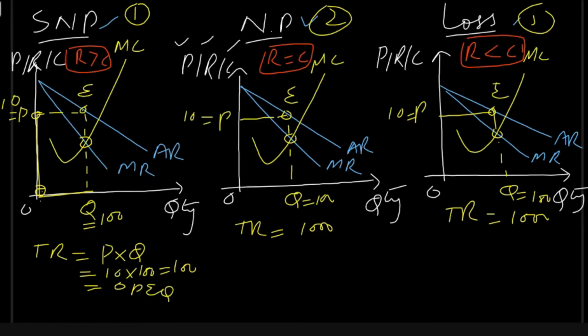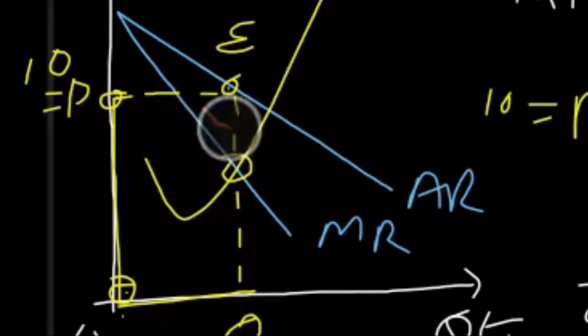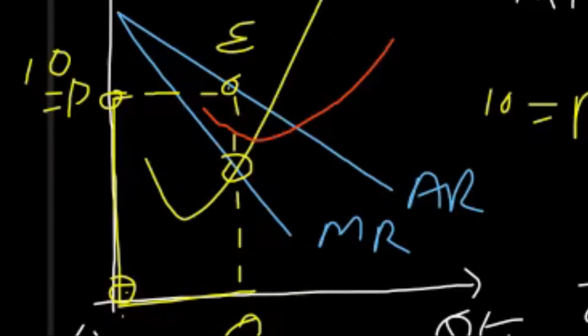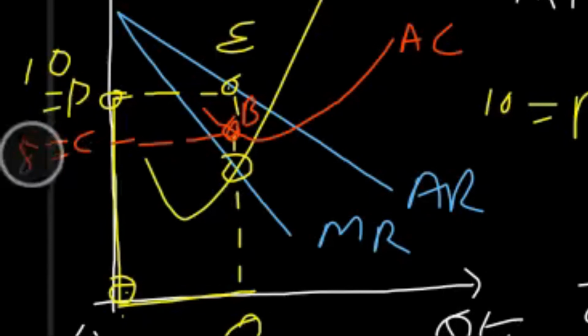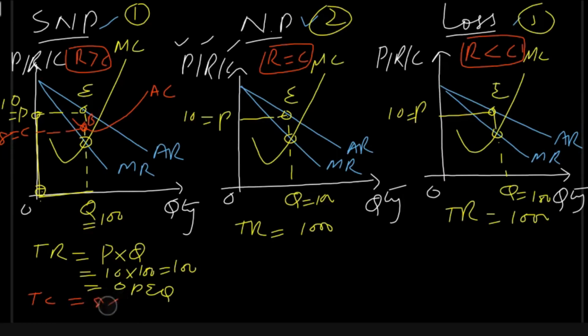So we will draw average cost curve somewhere at this point. This is average cost. So average cost intersects perpendicular EQ at this point. Let's say it's point B, and this is, let's say, point C, and let's say it's $8. So total cost will be 8 into 100, and 8 into 100 will give us 800. Our total revenue was 1000 and total cost is 800. So firm will be earning 200 supernormal profit.